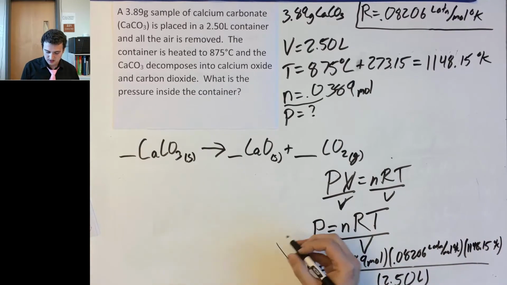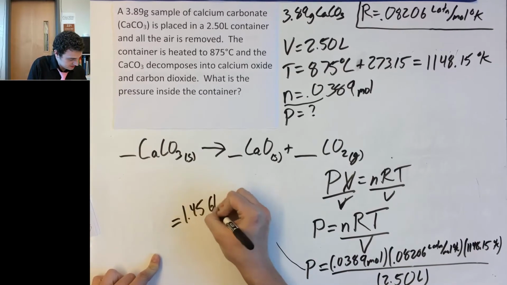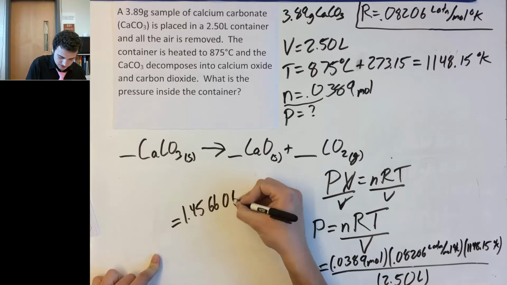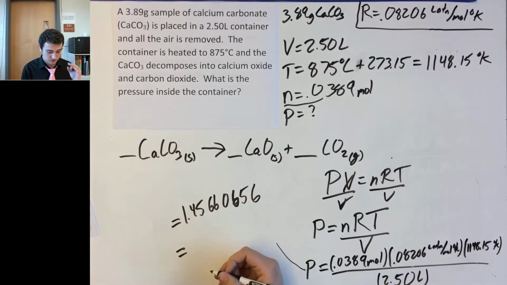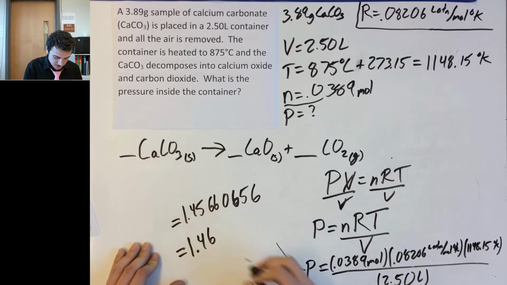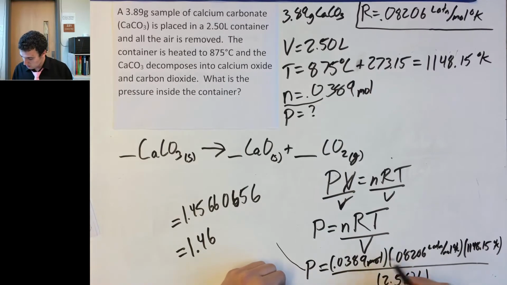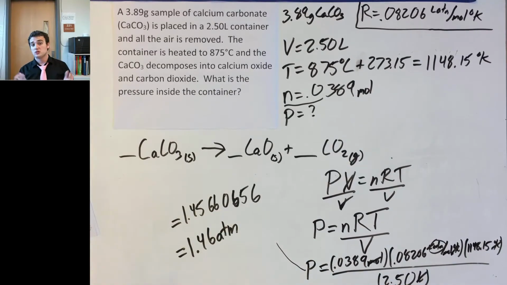This goes ahead, and we get 1.4560656, or if I round to significant figures, which we have 3 of, we have 1.46. And we need to figure out the units. So moles divided by moles, liters divided by liters, Kelvin divided by Kelvin, and I'm left with just ATM. So this is 1.46 ATM. So the pressure in the container, of course, is 1.46 ATM.